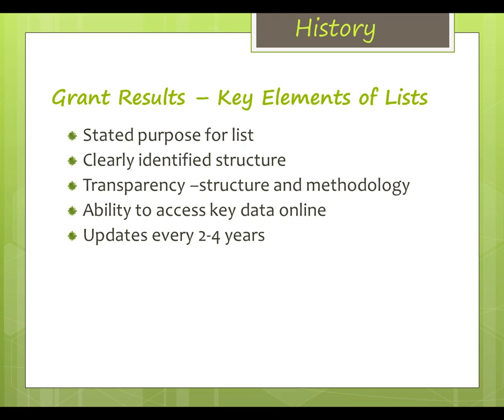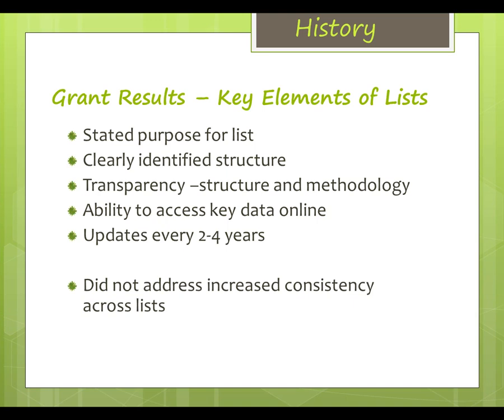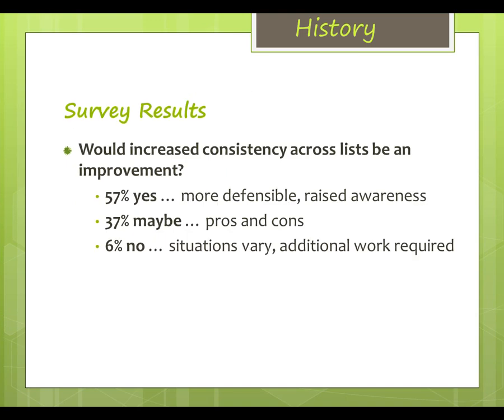The overall recommendations from the effort were that key elements of a list should include a stated purpose for the list, a clearly identified structure, transparency in the structure and methodology, and the ability to access key data online and updates every 2 to 4 years. And consistency was not included as a key element.